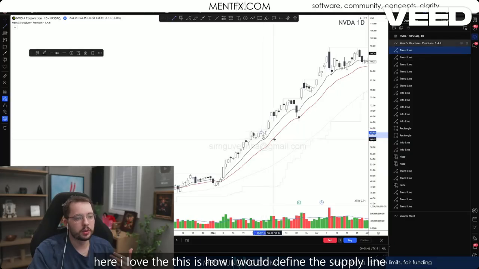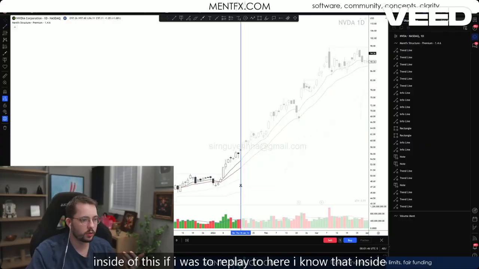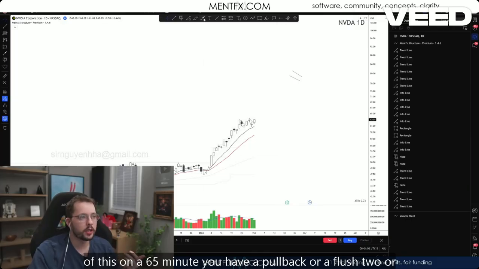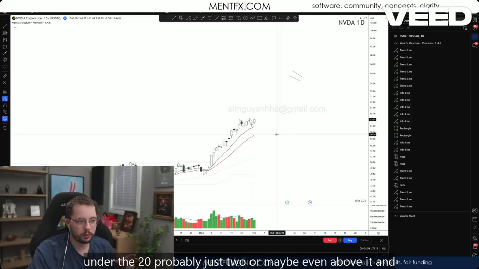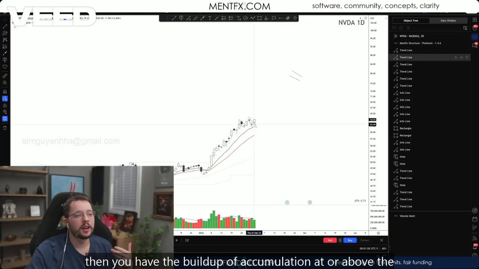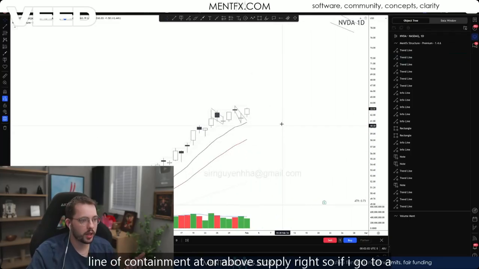This is how I would define the supply line of this move here. I would gladly trade it. I know when I go inside of this, if I was to replay to here, on a 65 minute, you have a pullback or a flush to or under the 20, probably just to, or maybe even above it. And then you have the buildup of accumulation at or above the line of containment, at or above supply, right?